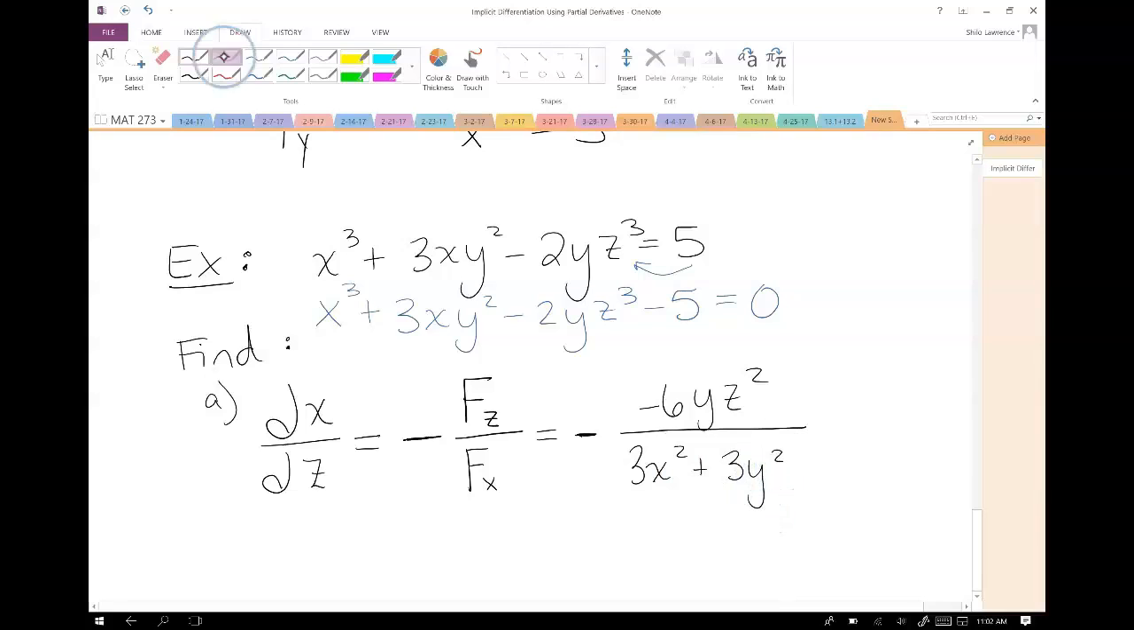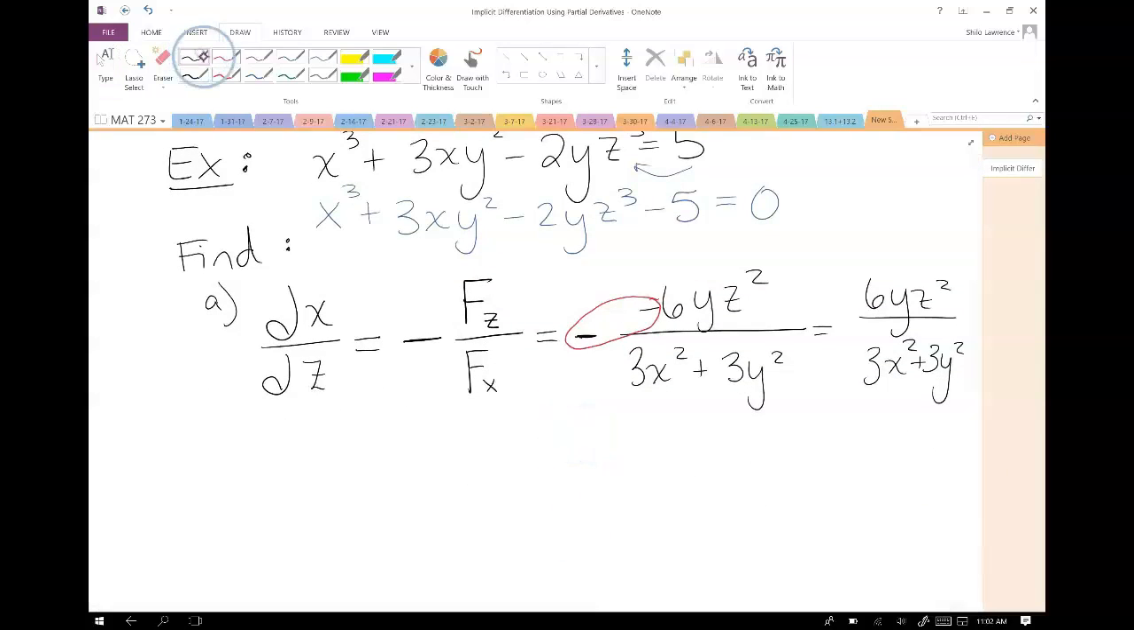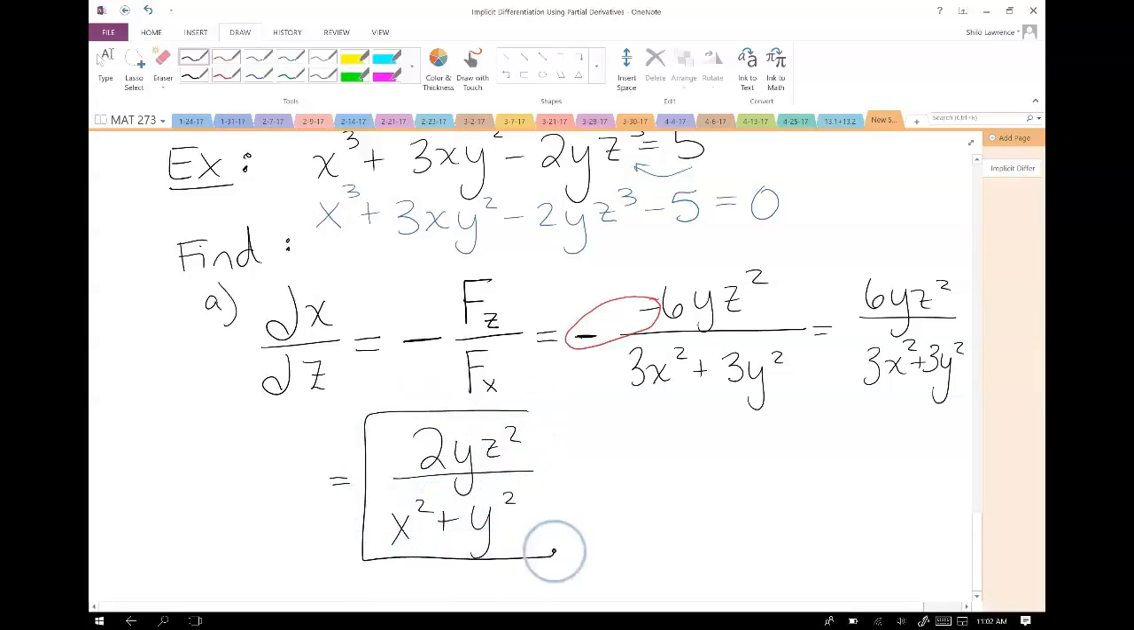And we can go ahead and simplify this a little bit because I've got a negative there, and they can combine and just make this 6yz squared over 3x squared plus 3y squared. Ooh, there's one more thing we can do. We can cancel a 3 from everything. And we can make this 2yz squared over x squared plus y squared. And that is our partial derivative of x with respect to z. And we get that just by negating and flipping and doing partial derivatives on the capital F function.